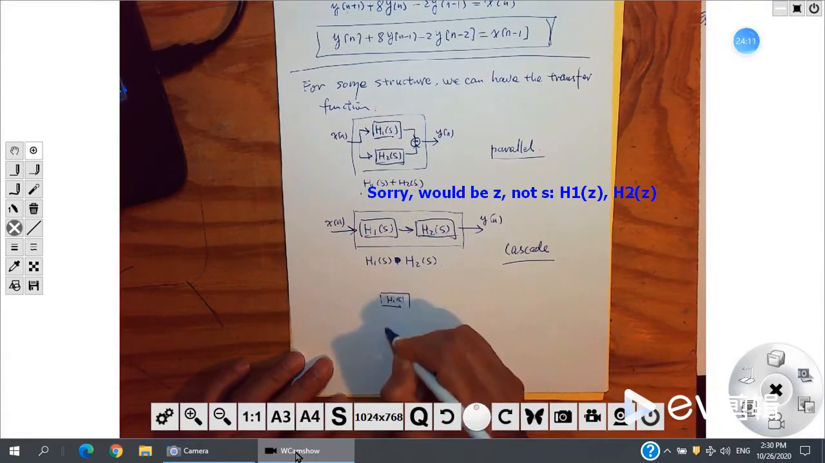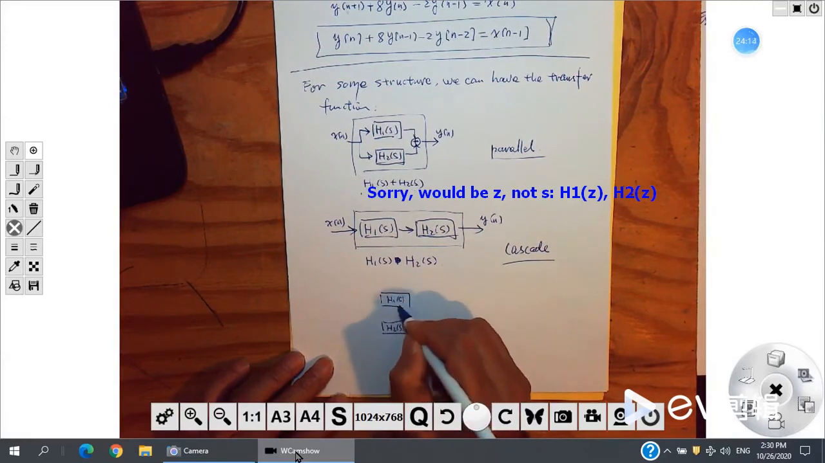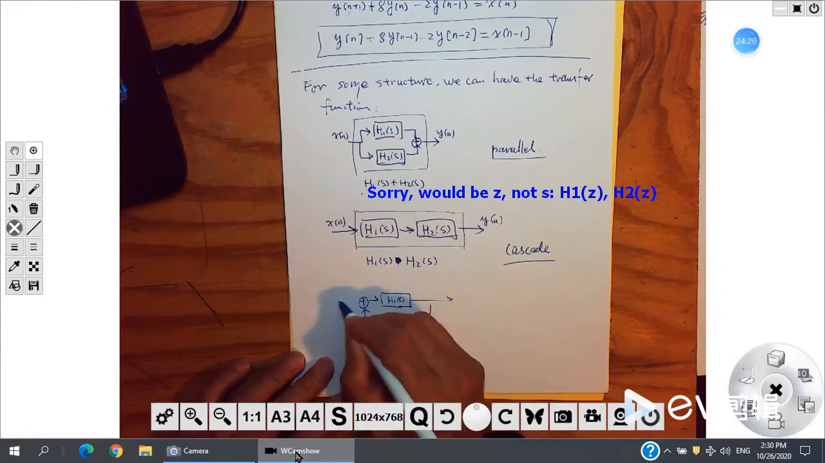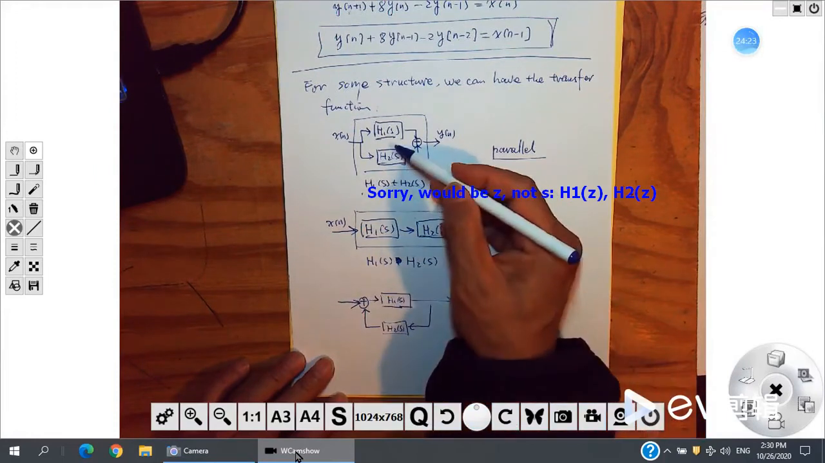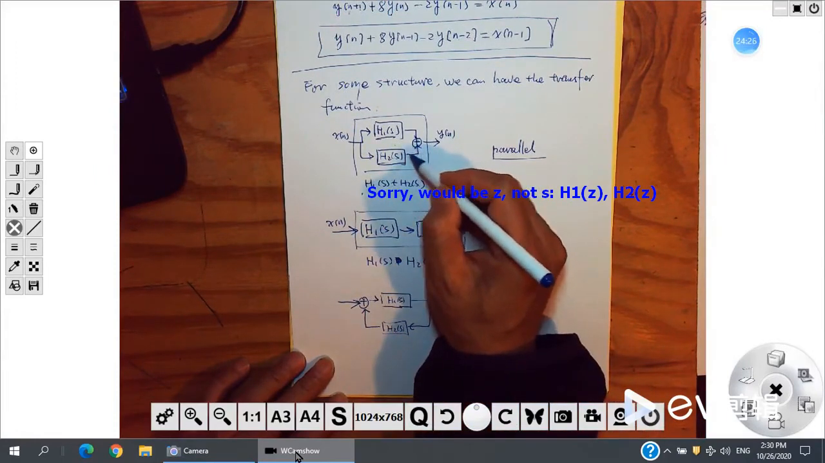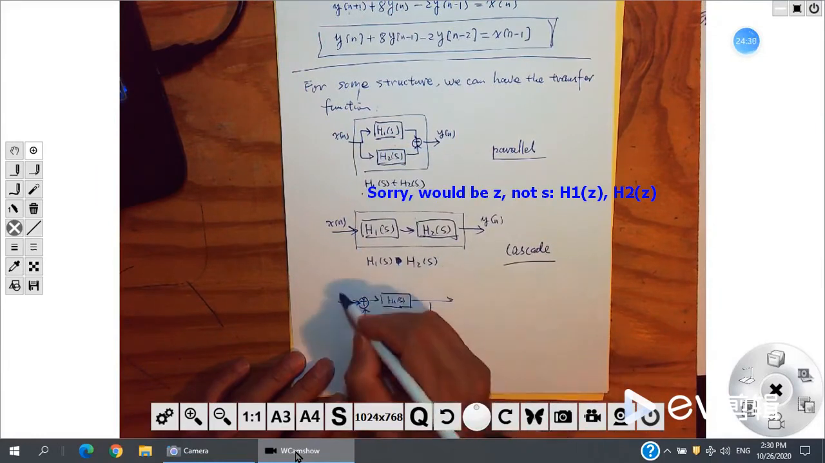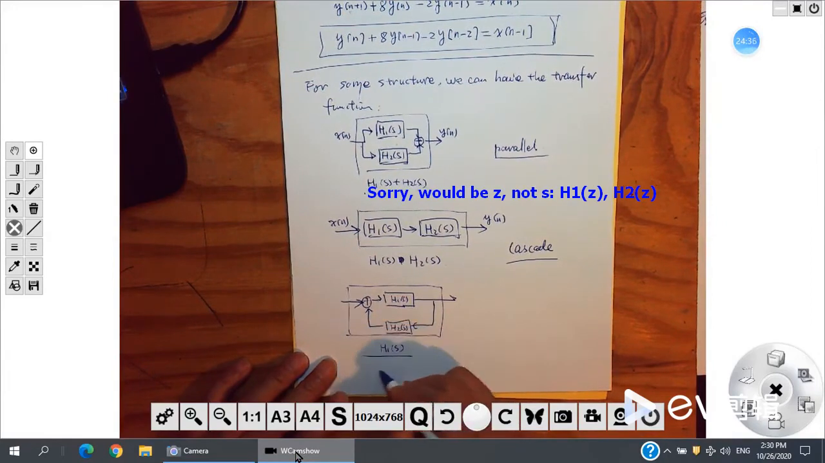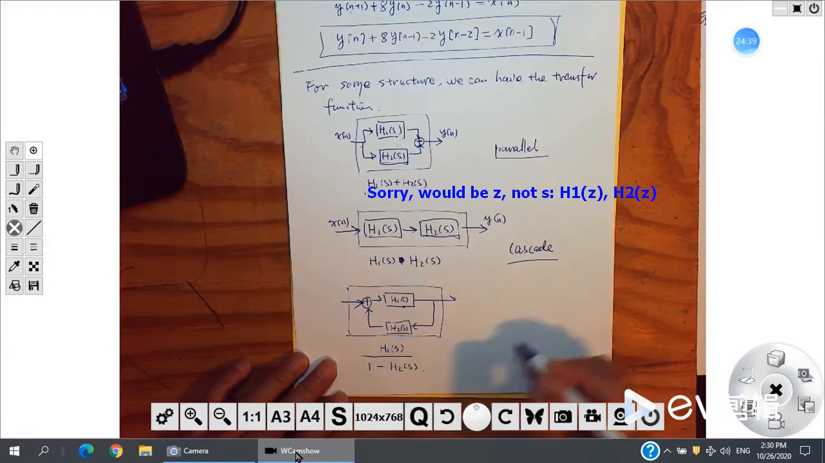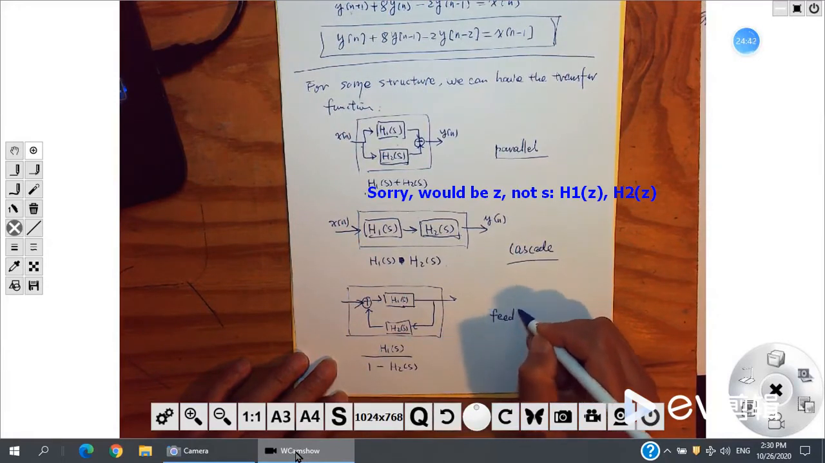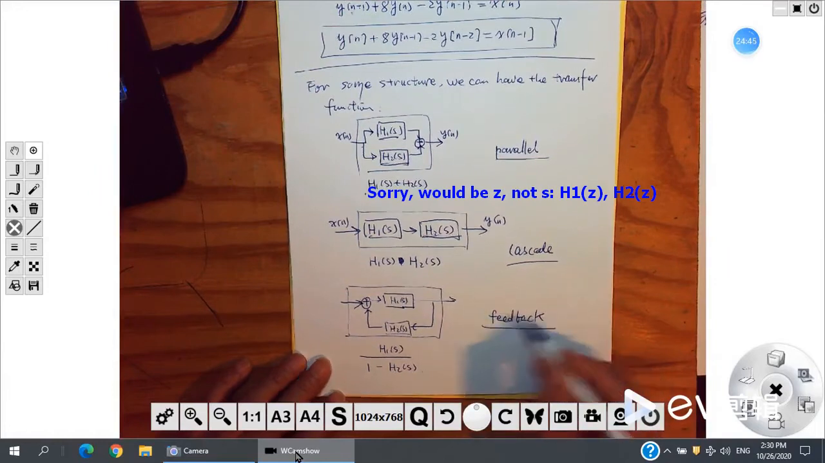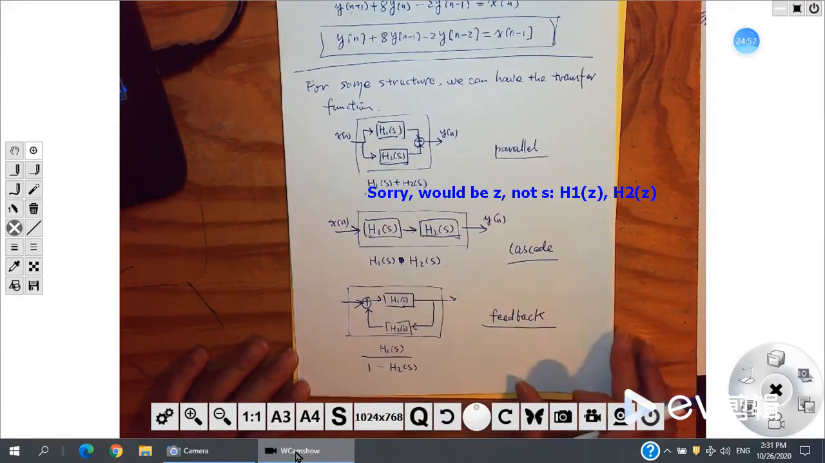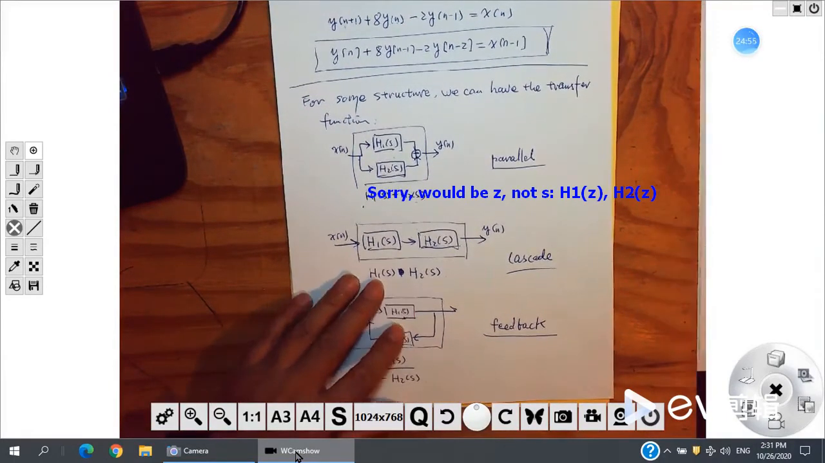And the third one is like this. h1 of s and h2 of s, but the connection goes back like this. It looks somewhat similar, but this path goes backward, right? Then the whole thing is h1 of s over 1 minus h2 of s. This is a feedback connection. If you have several pieces, you can think of the whole structure like this. Then we can go back to the example again.